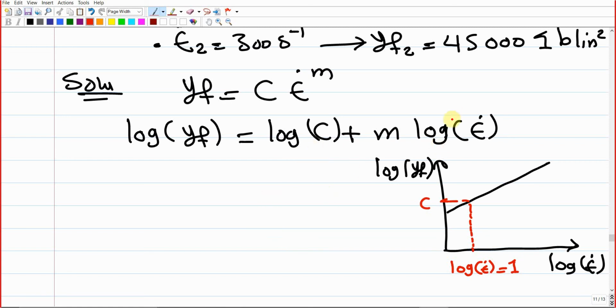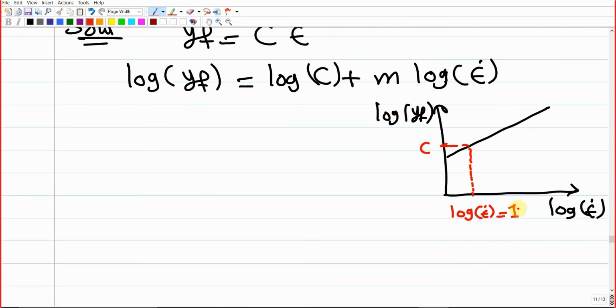Because if this log equals, I'm sorry, the log itself should be 0 when epsilon dot equals 1, it's going to give us the C value, right? And the slope of this line should give us M. Make sense? The slope of this line should give us M.